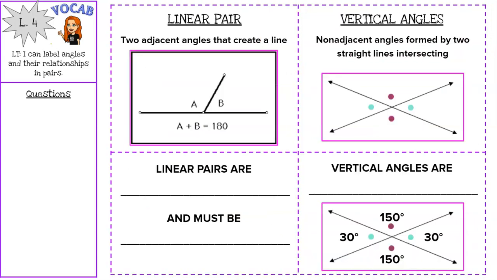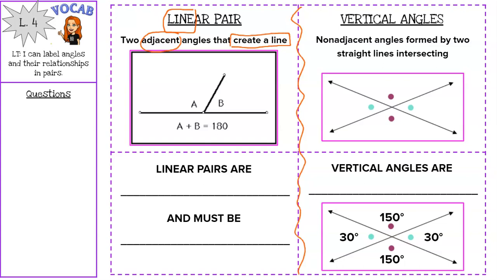Couple more vocab words for you. We have linear pair. So a linear pair, if you see the word line in linear, a linear pair are two adjacent, so touching, angles that create a line.